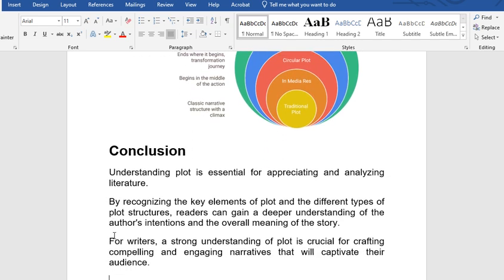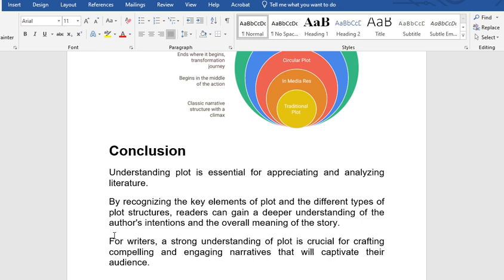Now, in conclusion, understanding plot is essential for appreciating and analyzing literature. That is, if we understand the meaning of plot, the types of plot, and the elements of plot, we'll be able to appreciate literary works. By recognizing the key elements of plot and the different types of plot structures, readers can gain a deeper understanding of the author's intention and the overall meaning of the story. That's what I've just explained.